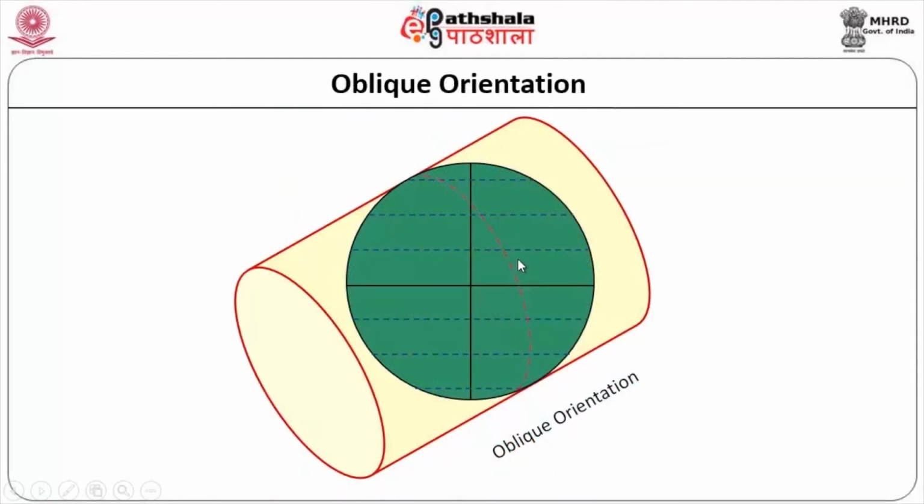Oblique orientation, where the orientation is oblique in nature, and this is your cylinder, and this is the earth surface, and the orientation is inclined. This is your inclined one. So, what will happen here? Obviously, there will be a variation with respect to your position also.